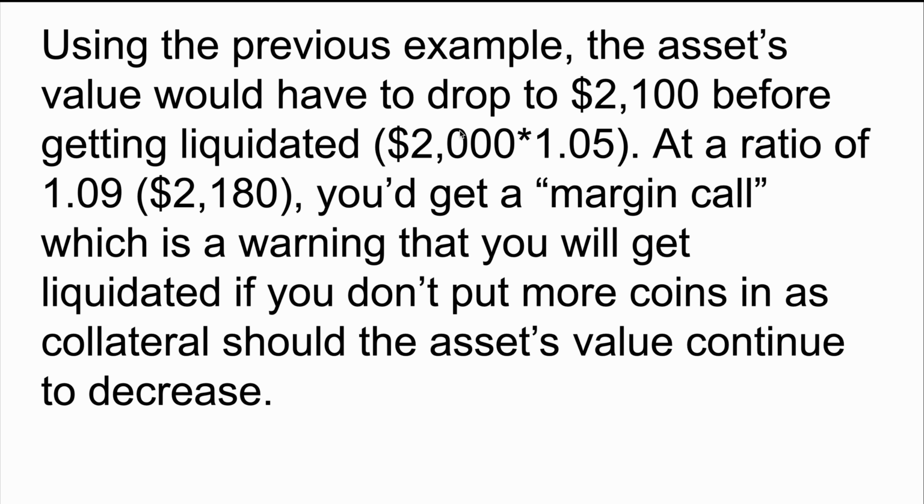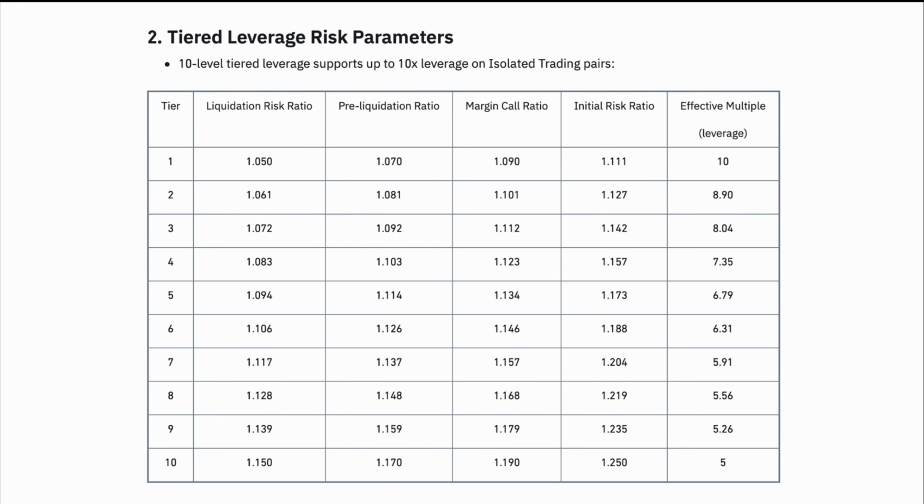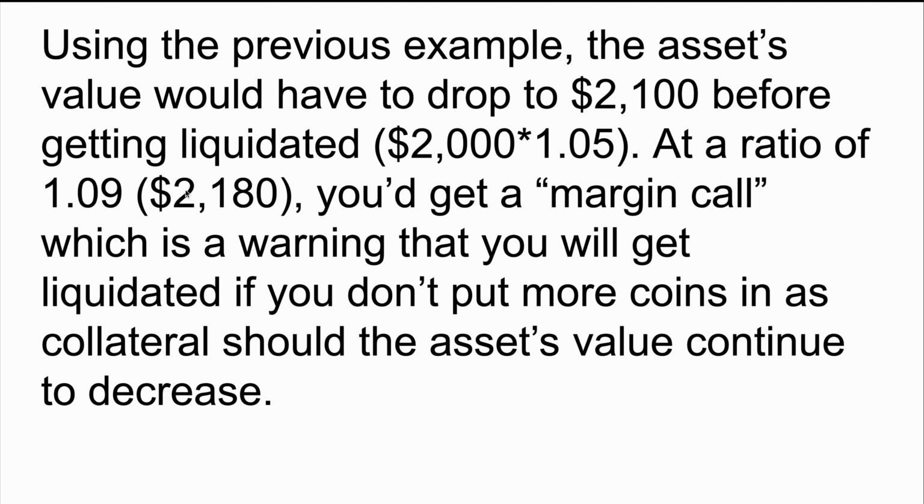So basically at $2,100, you would get liquidated. At a ratio of 1.09, which was the number I took from before, if you look over here, this is the margin call ratio, which works out to be $2,180. Again, it would be 1.09 times the $2,000, which then gives you this number here. You'd get a quote unquote margin call, which is basically a warning that you will get liquidated if you don't put more coins in as collateral if the value of the assets continues to decrease. So essentially there's a buffer of $80, which is this number here, subtract this number here. So that is the $80 difference or $80 buffer.